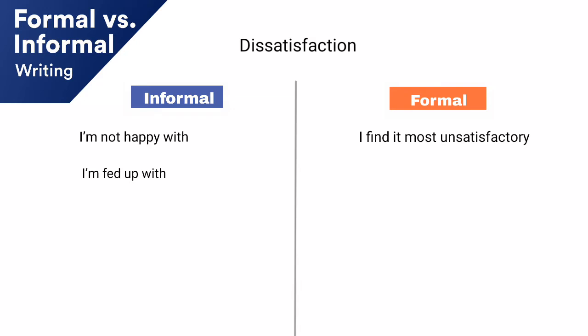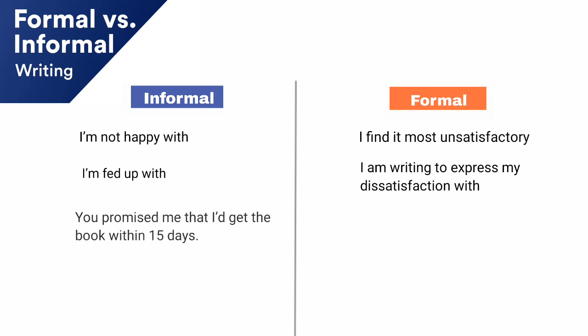So what we can say is, I'm writing to express my dissatisfaction. Okay, and then you can write here the name of what you want to mention. For example, you have ordered a book online and it was promised that you would get it within 15 days, but it didn't happen, right? And now you are writing a letter. So what you can say is, you promised me that I would get the book within 15 days, right? So this is the informal way to say this, okay?